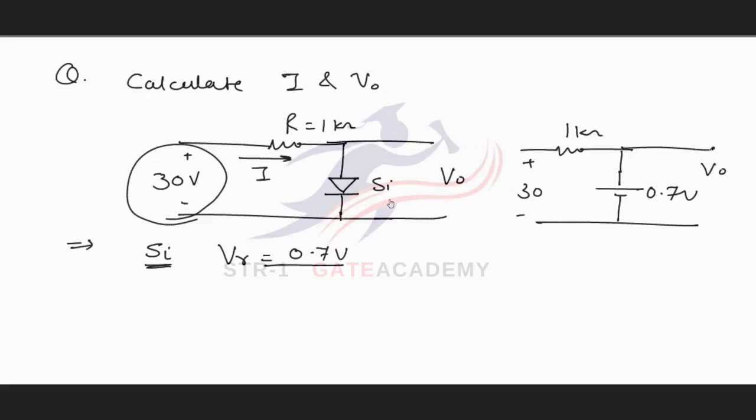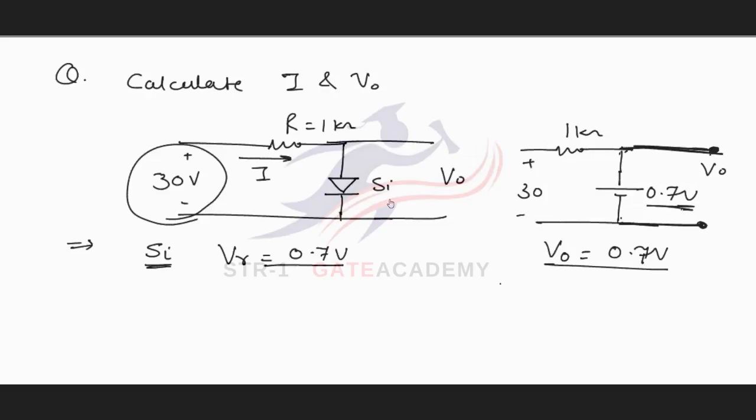Now it is clearly seen that across these two terminals we are calculating the output voltage, and across these two terminals a battery of 0.7 volt is connected. So it is clearly seen that V0 is equal to 0.7 volt.